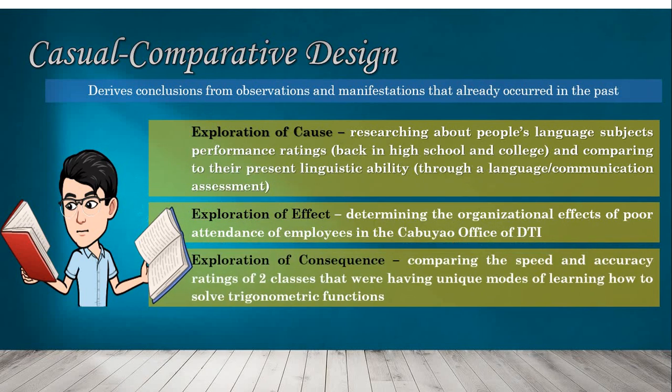Next, we have the exploration of consequence, comparing the speed and accuracy ratings of two classes that were having unique modes of learning how to solve trigonometric functions. So, in this case, merong dalawang group na ginamit for consequence, titignan kung ano yung speed and accuracy ng dalawang klase, ng dalawang group na ito na merong unique modes of learning para ma-solve yung trigonometric functions.